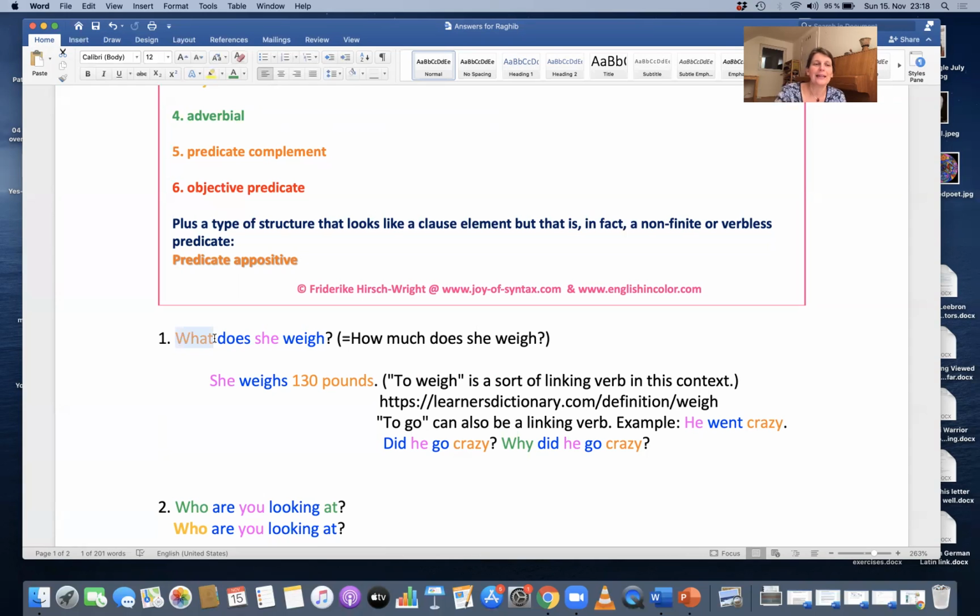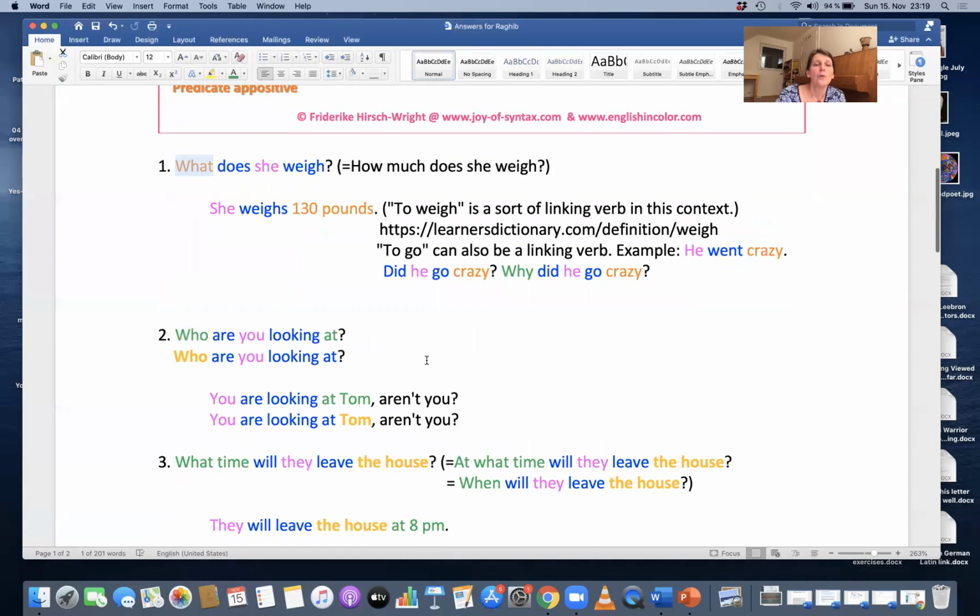So what does she weigh? What is your predicate complement? Does weigh is the verb phrase and she is the subject. Who are you looking at?